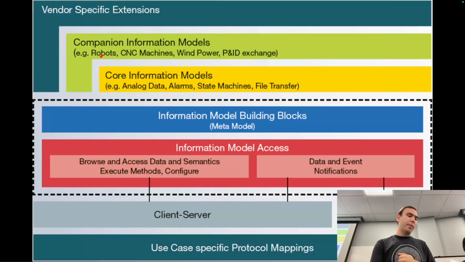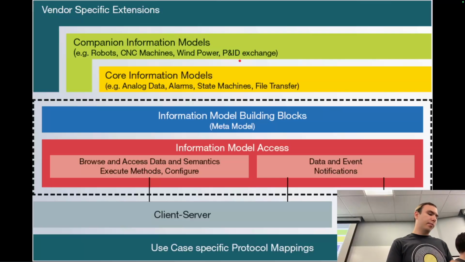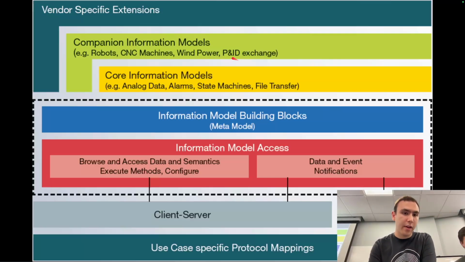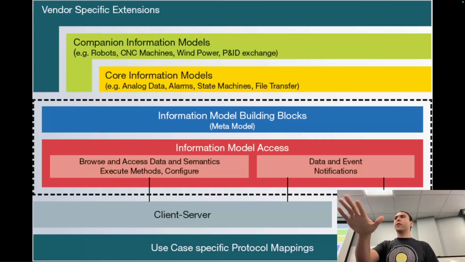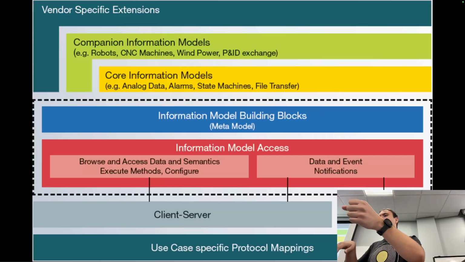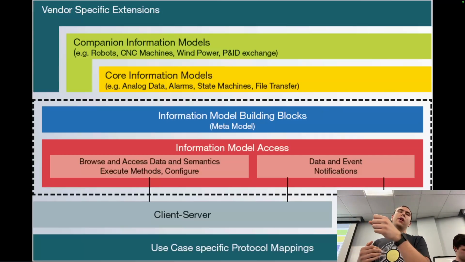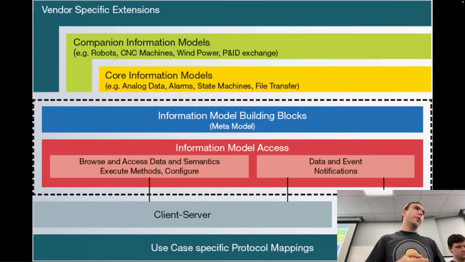So they came together with a bunch of robotics companies who were like, hey, what would be a really good package for all of your robotics needs? And so they do that with robotics, CNC machines, wind power, P&ID exchange, all that type of stuff. And then on top of that, there's a lot of vendor extensions you can use. So if you do want to stick to one vendor, you can have additional vendor extensions, or even a vendor extension on one of your servers. Say you have a bunch of Siemens PLCs, you can have specific Siemens extensions to your OPC UA server that are connected to those and provide you with some extra stuff.